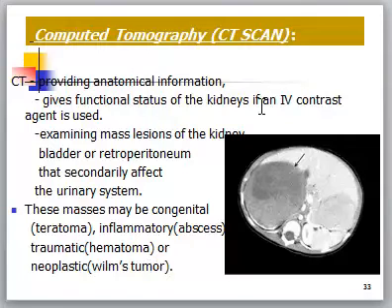Okay, and followed by that we are going to see the CT scan, the computed tomography scan. It provides anatomical information and gives the functional status of the kidney if an IV contrast agent is used. It is used for examining mass lesions of the kidney, bladder or retroperitoneum that secondarily affect the urinary system. These masses may be congenital, inflammatory, traumatic or neoplastic.